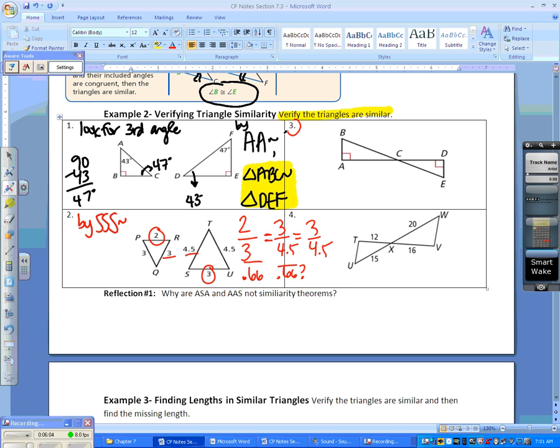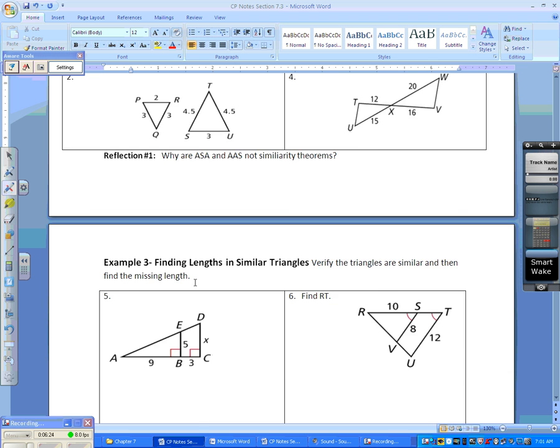So you're going to try to do number 3 and number 4. Again, check to make sure that the sides are proportional if that's what they give you. Then tell me how they're similar by either AA, SSS, or SAS, and then write the similarity statement. Okay, and then I want you to think about this reflection. Why are ASA and AAS not similarity theorems? That's a good question. We'll definitely go over that tomorrow.